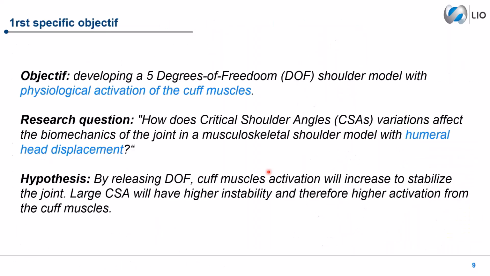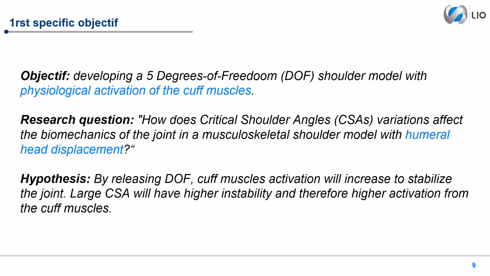So the first objective was to develop a 5 degrees of freedom shoulder model with physiological activation of the cuff muscles, to answer the question: how does the critical shoulder angle variation affect the biomechanics of the joint in a musculoskeletal shoulder model with humeral head displacement? The main hypothesis was that by releasing degrees of freedom, the cuff muscle activation will increase in order to stabilize the joint. We also hypothesize that a large CSA will have a higher instability and therefore higher activation from the cuff muscles. This hypothesis comes from the MORE study I presented at the beginning of the presentation.